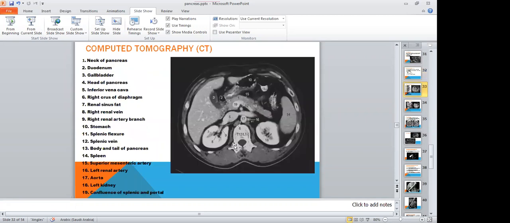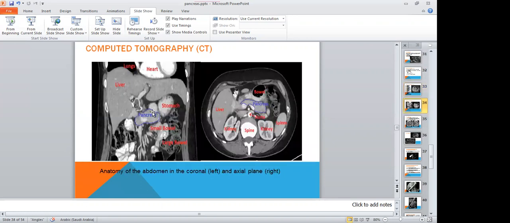This is a cross-sectional CT. From posterior, this is the vertebral body. This is the left crus of the diaphragm, anterior crus of the diaphragm, right kidney, left kidney, superior mesenteric artery, the aorta, the IVC, left renal vein, superior mesenteric artery, uncinate process, the head, body, and tail. And this is the liver, gallbladder, this is the transverse colon, and this is the spleen.